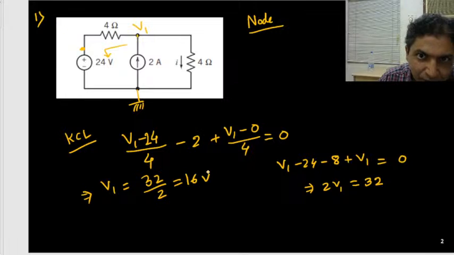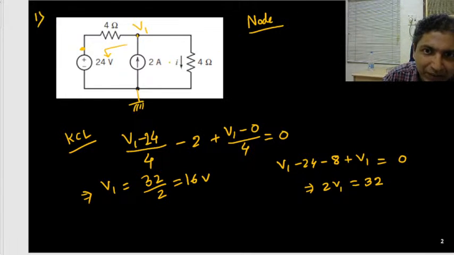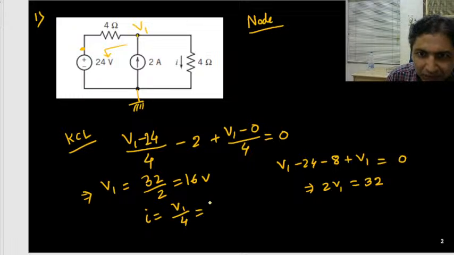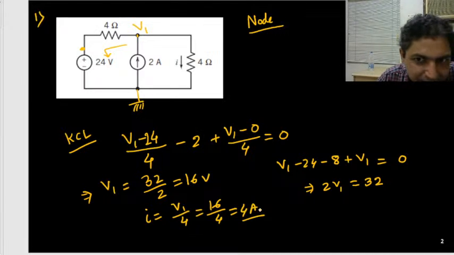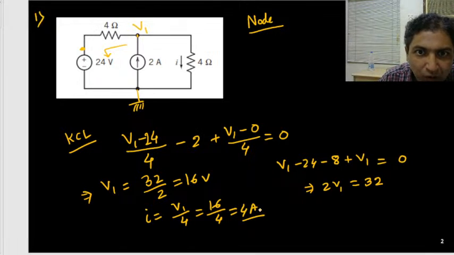Yes, you are correct. The voltage is 16 volt. So what is the current? Now the question is, what is the current through this 4 ohm resistance? That is now simple. So the current through the 4 ohm is simply V1 upon 4. Means 16 upon 4 means 4 ampere. Is it okay? Good. So this is node analysis.